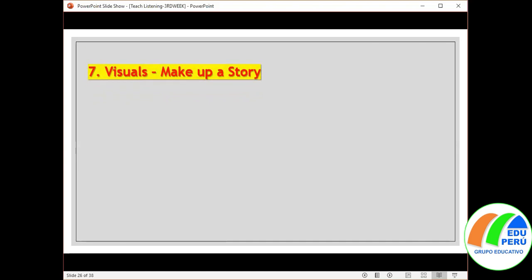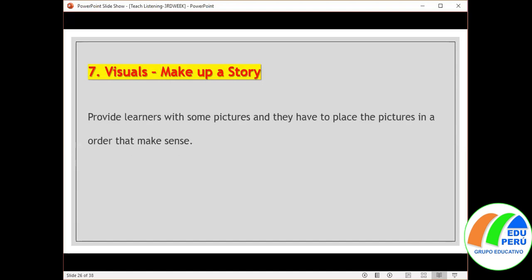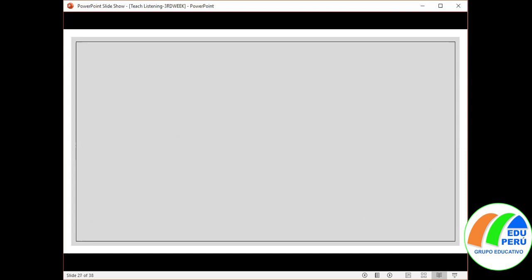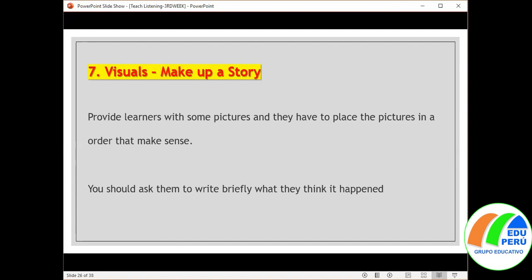Another one, again with visuals. Now we are going to make up a story. Make up is create. Provide learners with some pictures and they have to place the pictures in an order that makes sense. You should ask them to write briefly what they think happened. So again, you give your students some pictures, but now they must order these pictures in order to make up a story. They have to write this little short story about what they are going to listen to, but using the pictures.